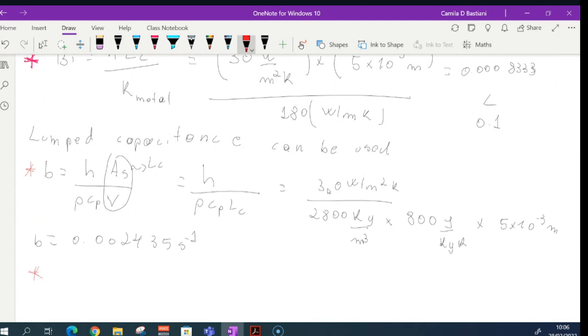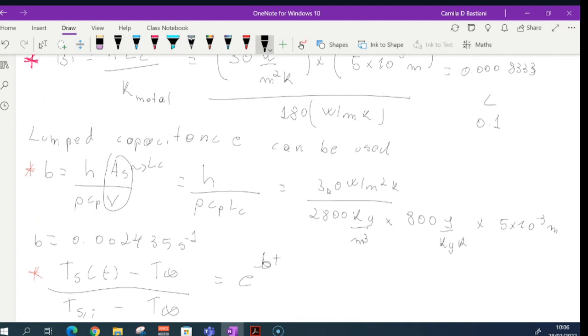Having the value for B, I can finally apply my equation for the lump capacitance. That tells that my temperature of the surface at a certain time minus my temperature of the air divided by my temperature of the surface at the beginning of my process minus temperature of the air is equal to E to the power of minus BT.